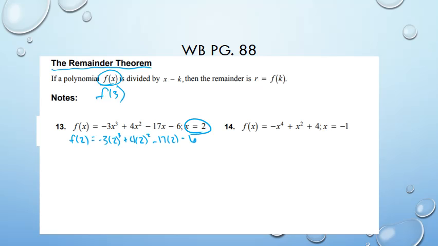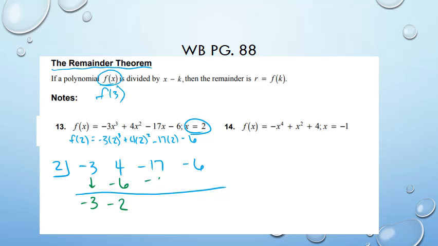And then you'd have to work order of operations. Well, the remainder theorem says that I can take that x value and I can work out synthetic. So I have a negative 3x to the third, 4x squared minus 17x and minus 6. I say that to myself so that I know that I have all my coefficients in descending order. And then when I work synthetic, I'll get negative 4, negative 21, negative 42, and negative 48.